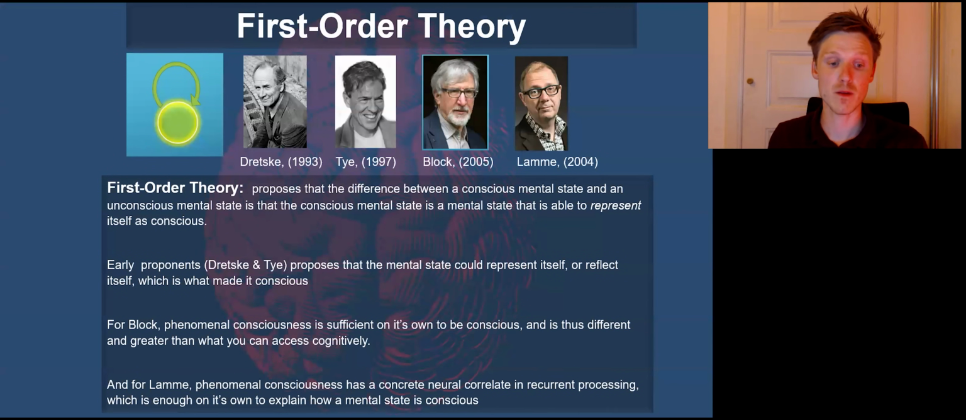And for Victor Lamme, phenomenological consciousness has this concrete neural correlate in recurrent processing, which is enough on its own to explain how a mental state is conscious, and it can be accessed through attention. Attention can access that phenomenological consciousness. Similar to Block, phenomenological consciousness is greater than what you can attend to, and you don't need to attend to consciousness. It was already there on its own.